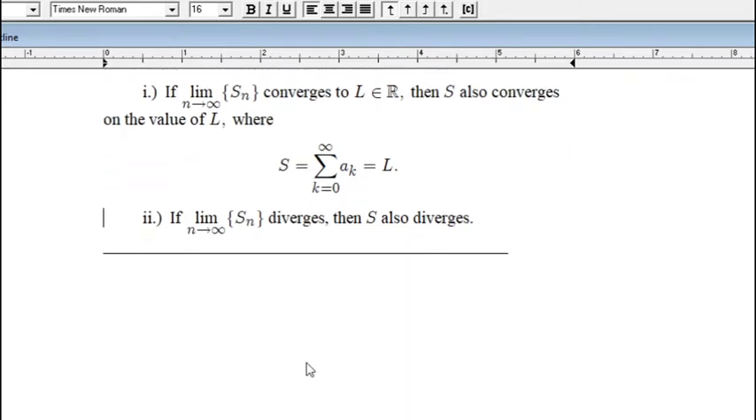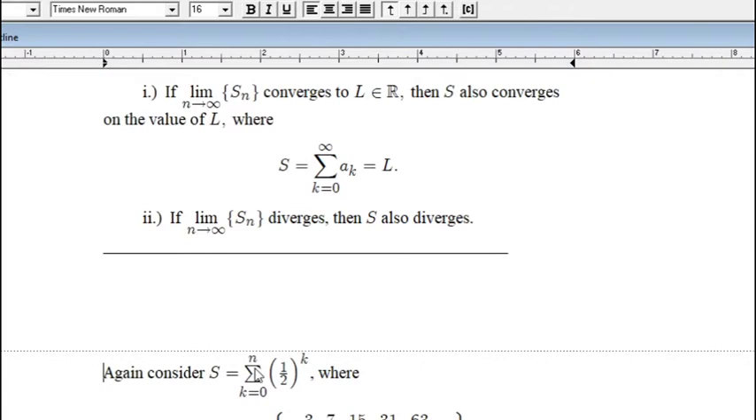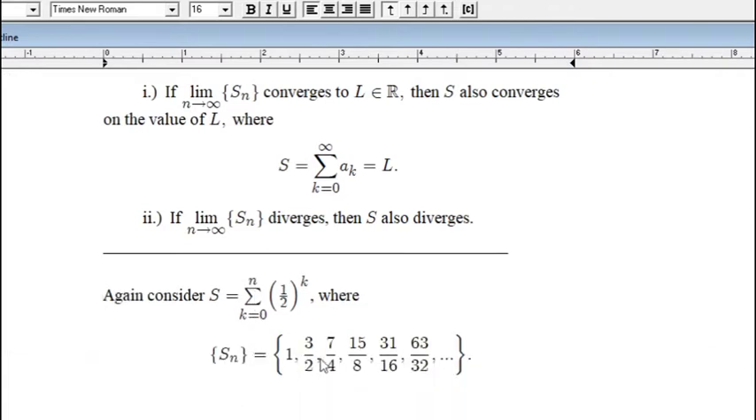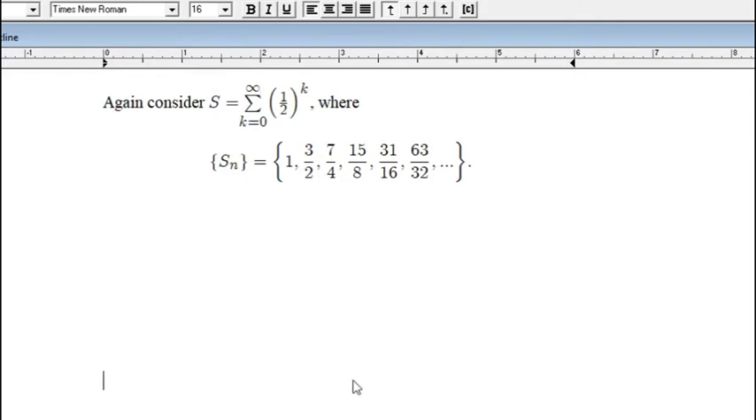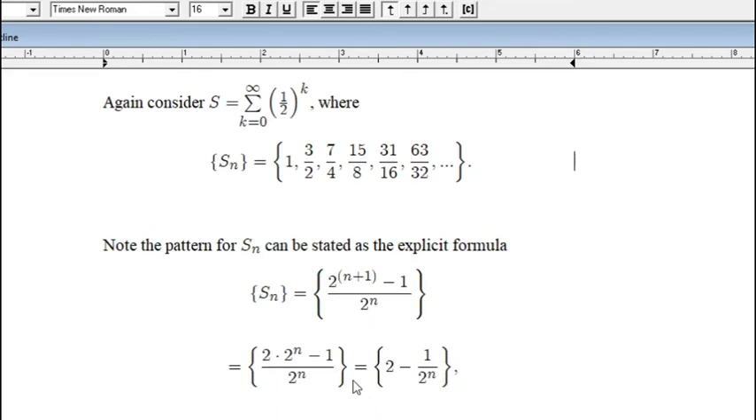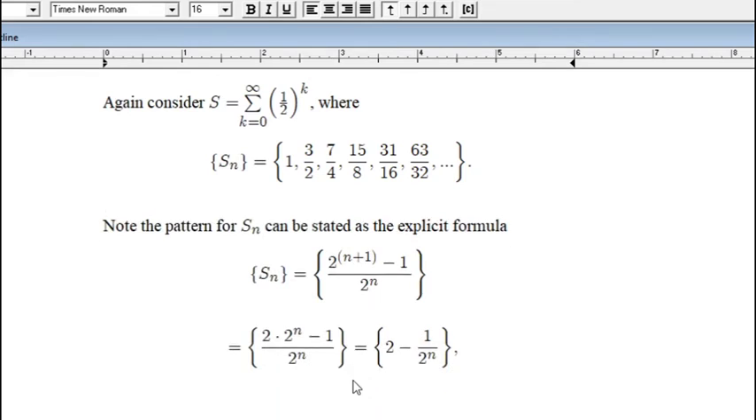If we go back and consider our example in this set of notes, this example of S equal to the summation from k equals 0 to infinity of 1/2 raised to the kth power, our sequence of partial sums will be given by these values here. If we take note of the pattern in this sequence of partial sums, the pattern for the sequence S sub n can be stated as the explicit formula illustrated here.